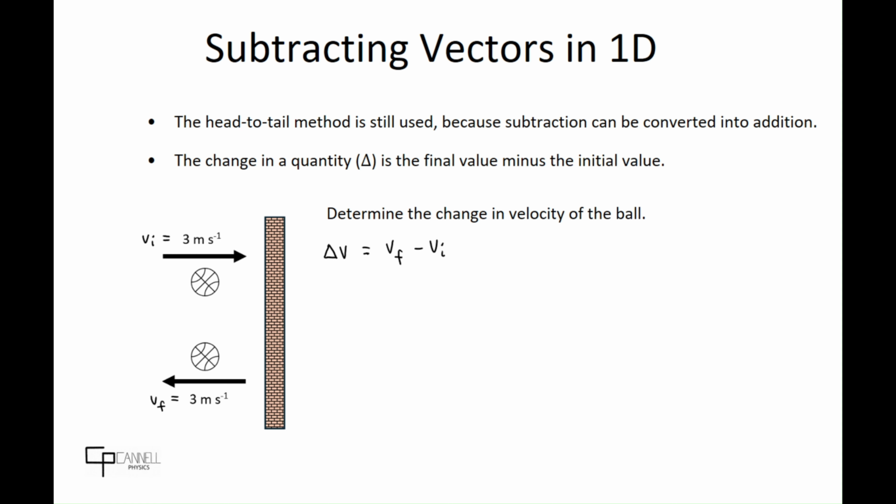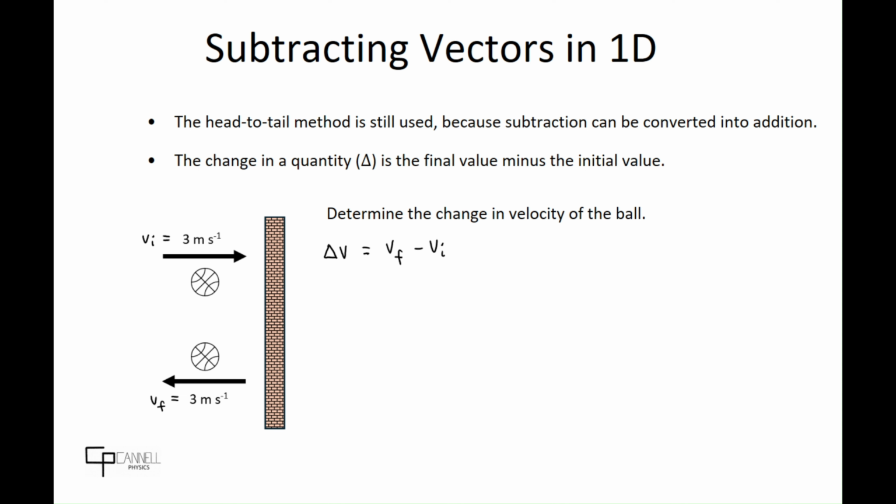A common mistake at this point is to be tempted to put 3 into vf and 3 into vi, and therefore the change in velocity is 0, right? Well, that's wrong. Because if you do that, you're assuming that velocity is a scalar, which doesn't have a direction, but the direction does matter. So how do we mathematically incorporate the direction?